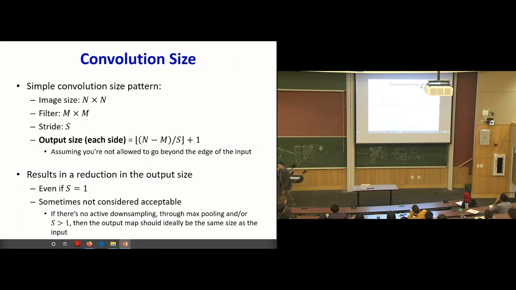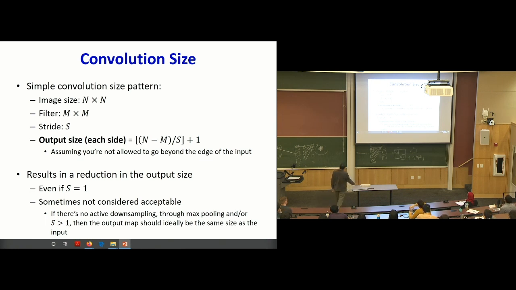Now, one outcome of this is that the output ends up being smaller than the input, even if you're using a stride of 1. In many situations, you don't want the output to be smaller than the input. You want to actually maintain the size because you want to keep track of proportions. So when you want to maintain the size to keep track of proportions, what we will do is allow the filter to fall off the edge. But if you're going to allow the filter to fall off the edge, it's not fair to do it in just one direction. You want to do it in both directions, right?